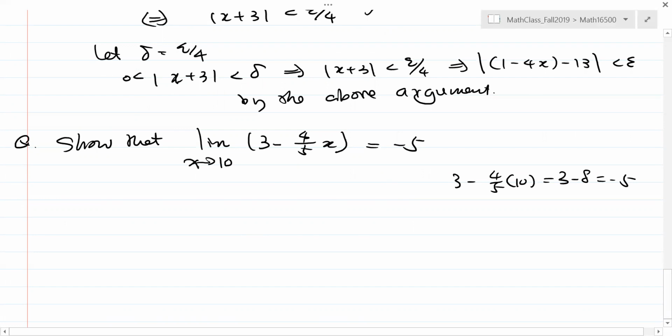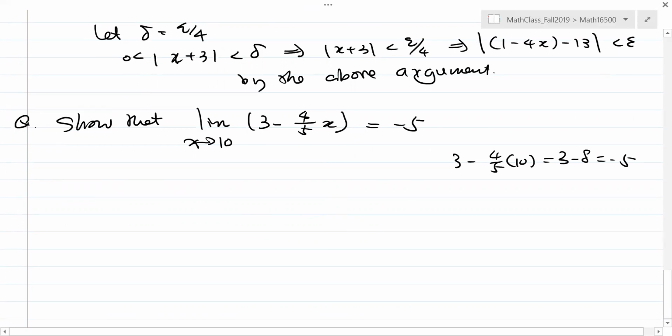And you can see that, because I just plug in a number and I got an answer, but you're not required to give a proof. Here, however, you have to give a proof using the so-called epsilon delta definition of a limit. Show that using the epsilon delta definition of a limit.